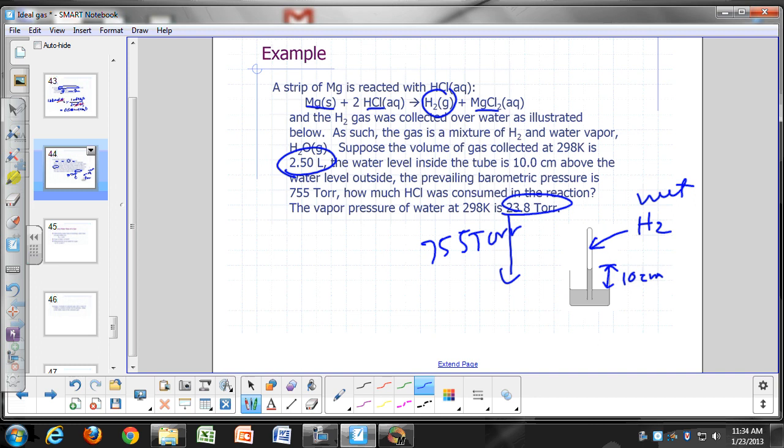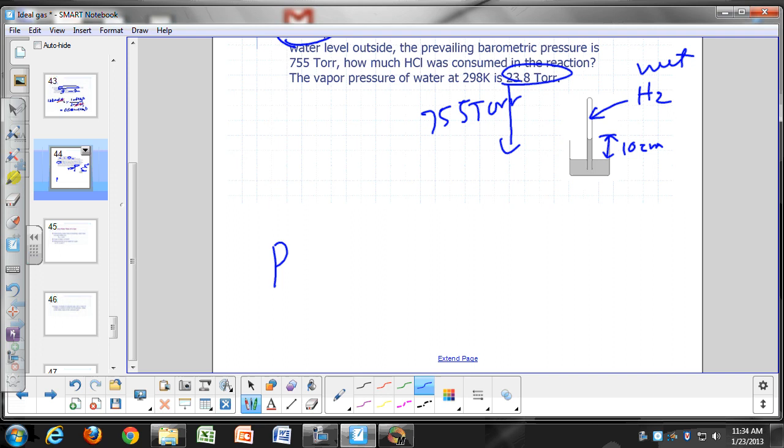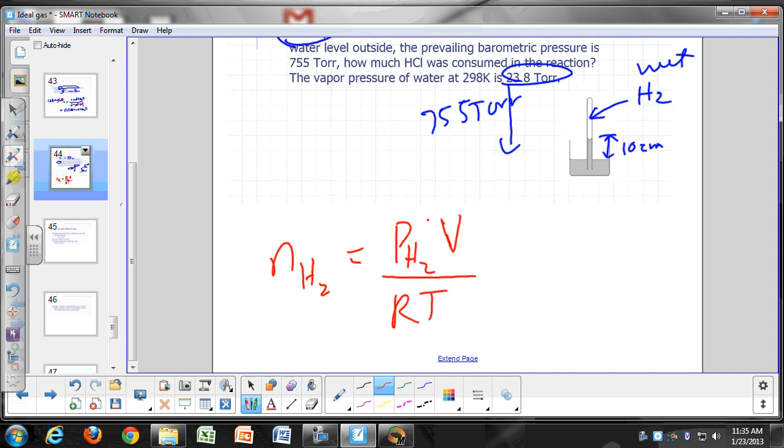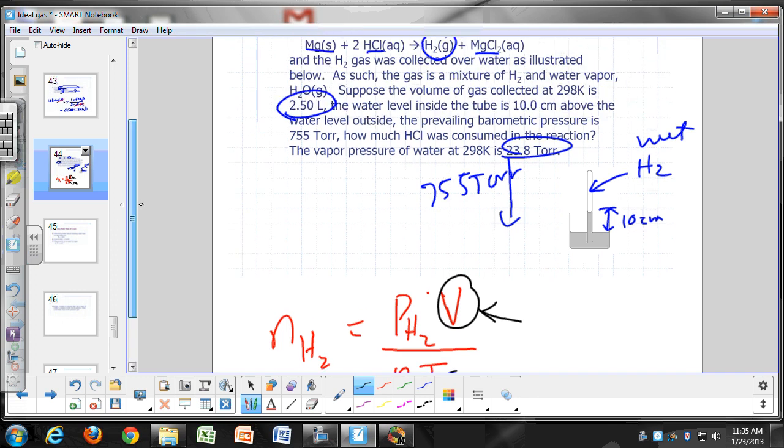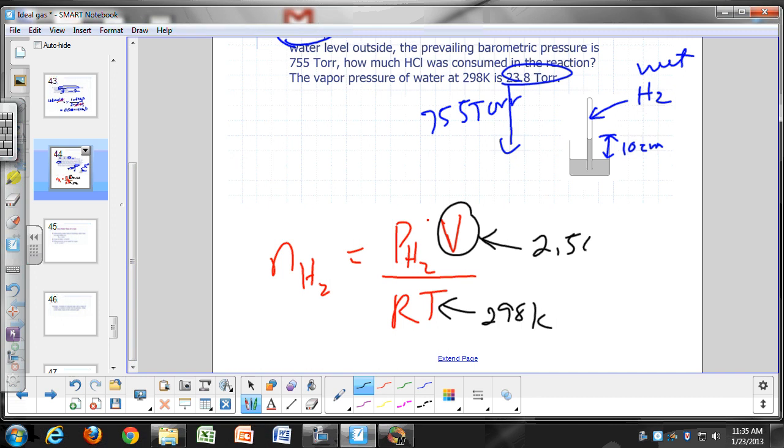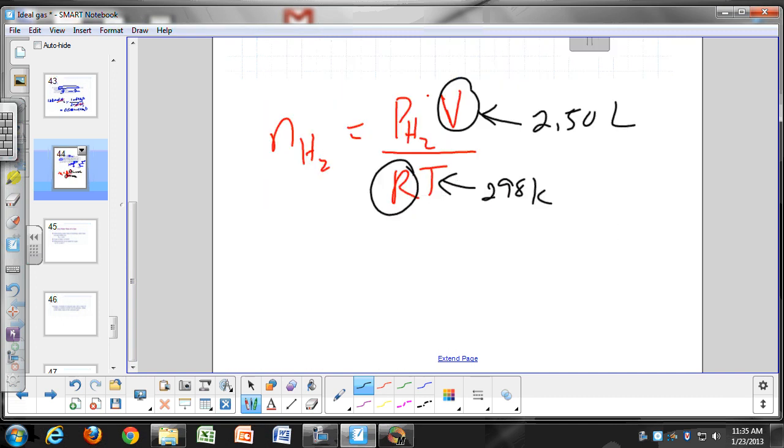So let's calculate how much H2 we collected here. What information do I need to calculate the number of moles of H2? I'm going to need the partial pressure of H2, the volume of my gas sample, which I know, divided by RT. I know my temperature. What's my temperature? 298 Kelvin. The volume of the gas I collected is how much? 2.50 liters.